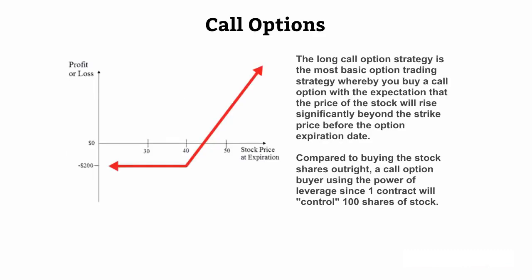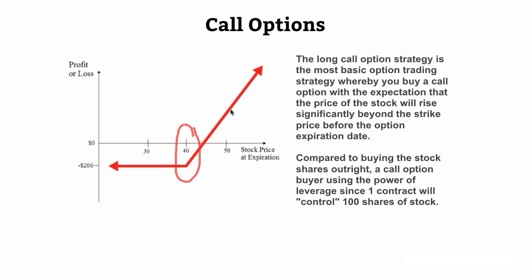All right, so the first thing that we're going to do is look at an example of a call option. Now, a long call option strategy is the most basic trading strategy whereby you're going to go out and buy a call option with the expectation that the price of the stock will rise significantly beyond the strike price before the expiration date. In this case, the example we have here is buying a 40 strike call option. So this is where the payoff diagram pivots and moves higher.